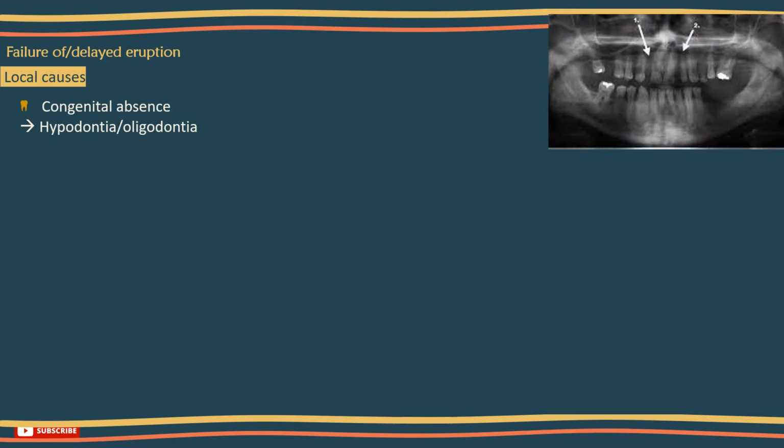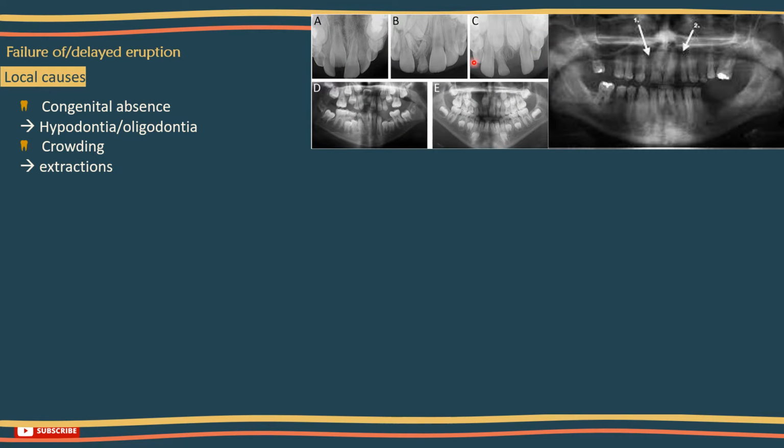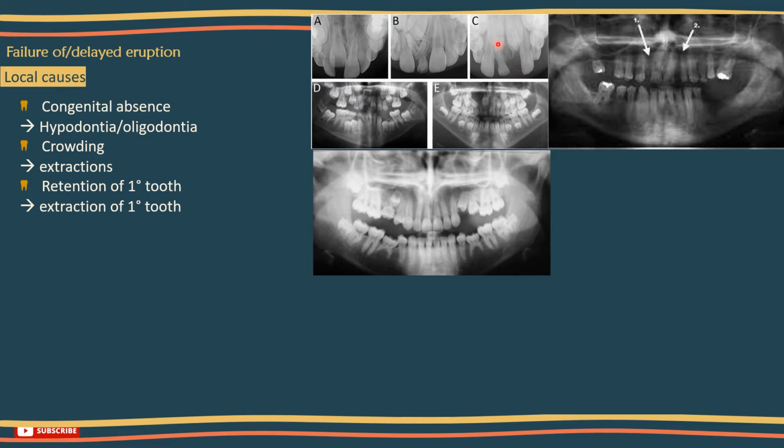Congenital absence of the tooth is the most likely cause for failure of appearance of tooth, as in hypodontia or oligodontia. Crowding prevents the eruption of the impacted teeth below and can be treated by extractions. Retention of the primary tooth due to failure of root resorption can be treated by extraction of this primary tooth after confirming that the permanent successor is present.